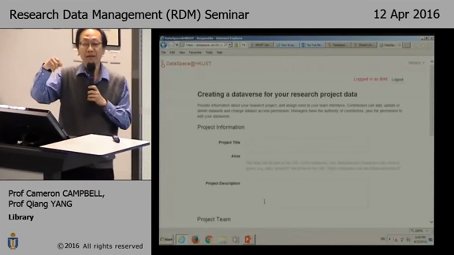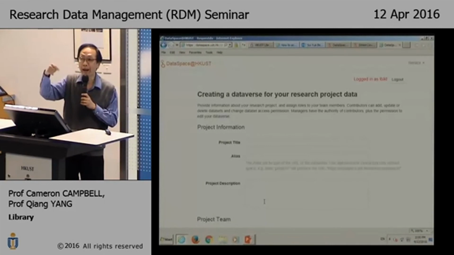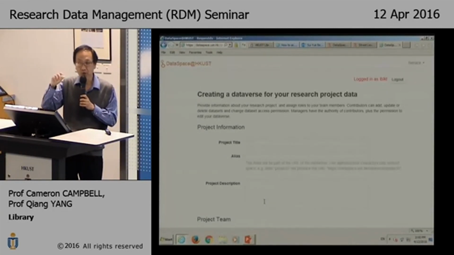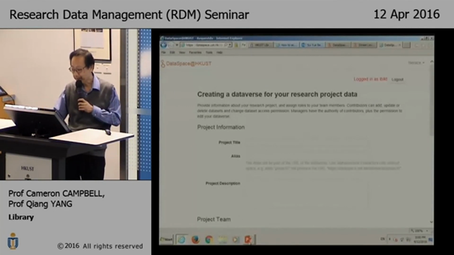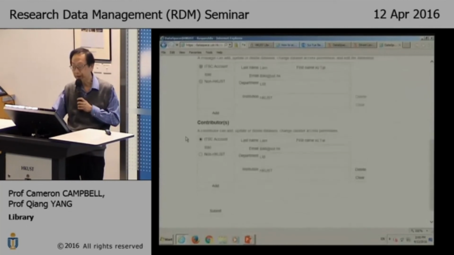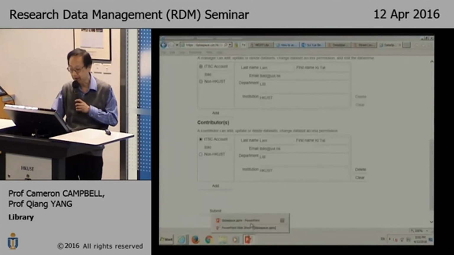So this is the URL for you to create the workspace. If you are a postgraduate student, make sure that you get approval from your supervisor before filling in the form. Okay. So you put in the project information and put in your members, collaborators that will be using this workspace. Okay.